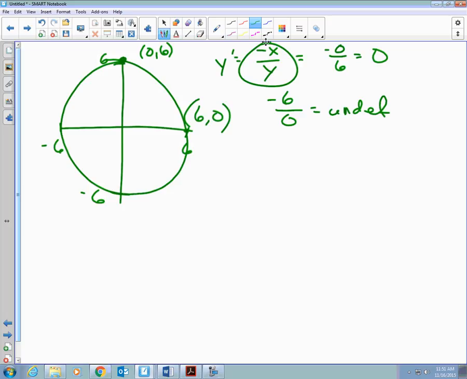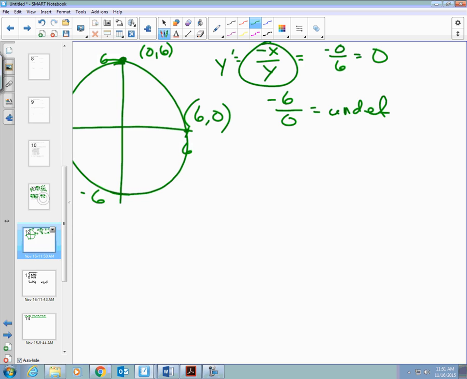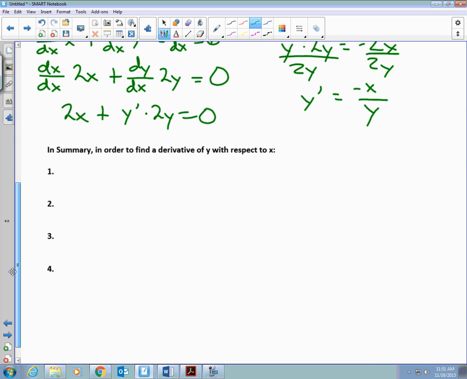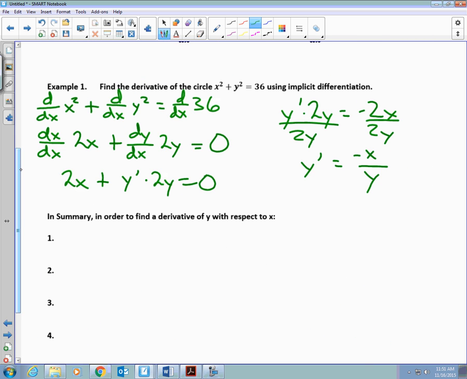Okay. Now, how did we come up with the derivative? What we did is we took the derivative of x squared, you got 2x. We took the derivative of 36, you got 0. But the one that's weird is when you take the derivative of y squared, you get a 2y, but you attach a y prime. Every time you take the derivative of a y, you attach a y prime.